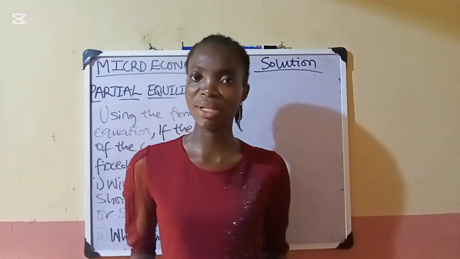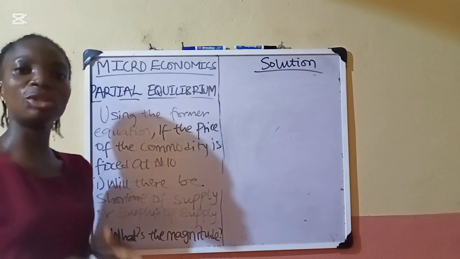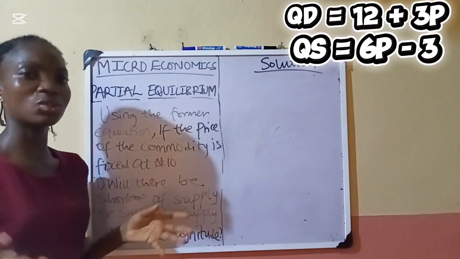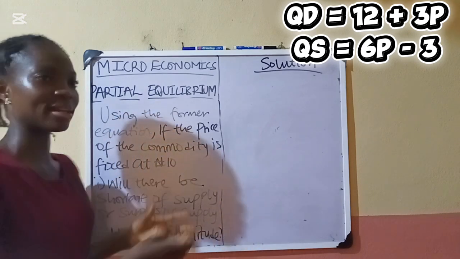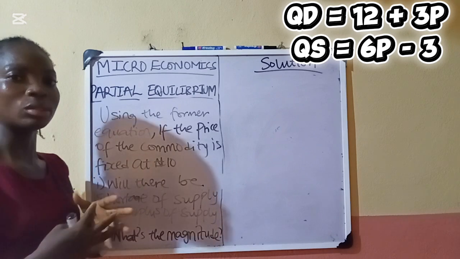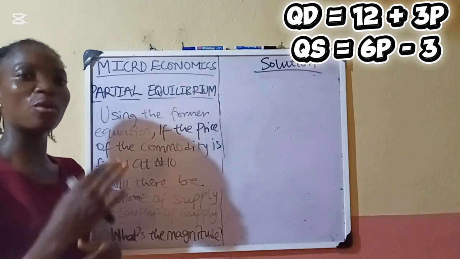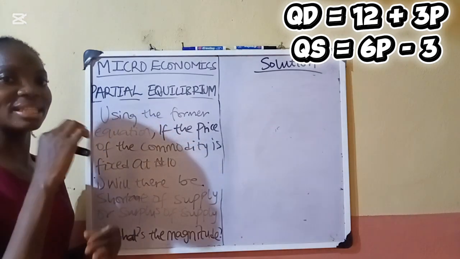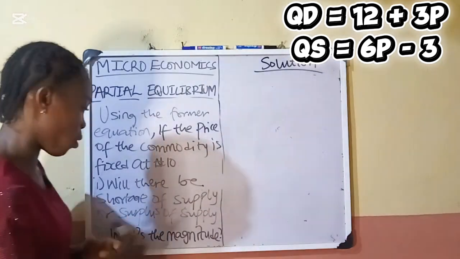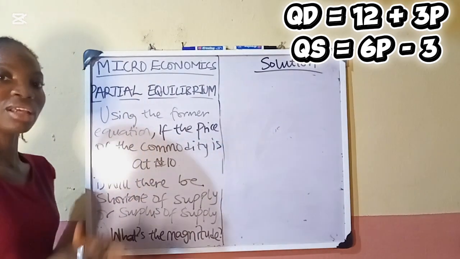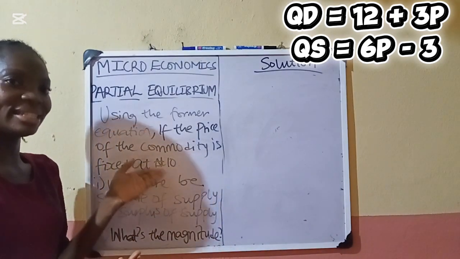We are given another question, and the question says, using the former equation, that is using the previous quantity demanded and quantity supply equation which we are given, if the price of the commodity is fixed at 10 naira, that means in this question we assume that the price is no longer 5 naira. That means the price moved above the equilibrium price, which is now 10 naira. Now the question is, will there be shortage of supply or surplus of supply? That means, will there be an excess supply or excess demand as a result of this change in price?